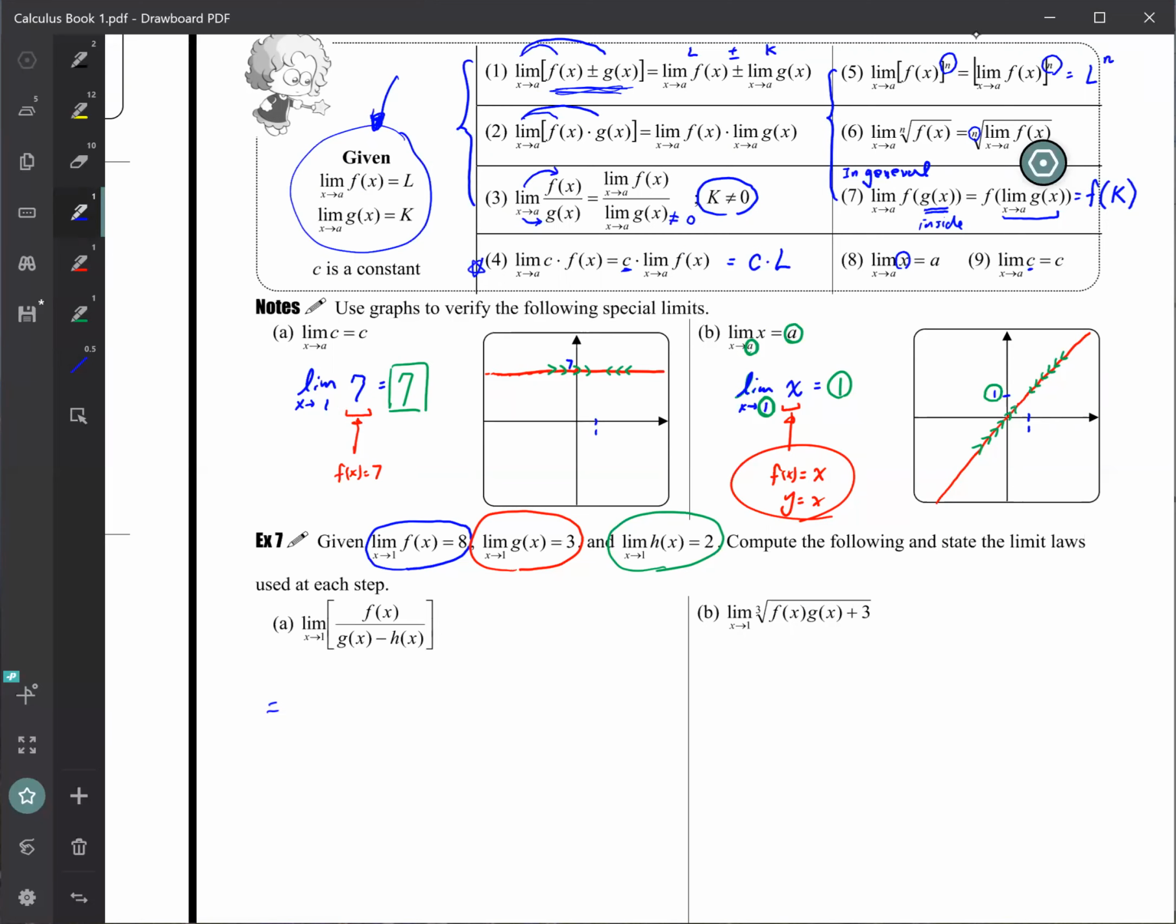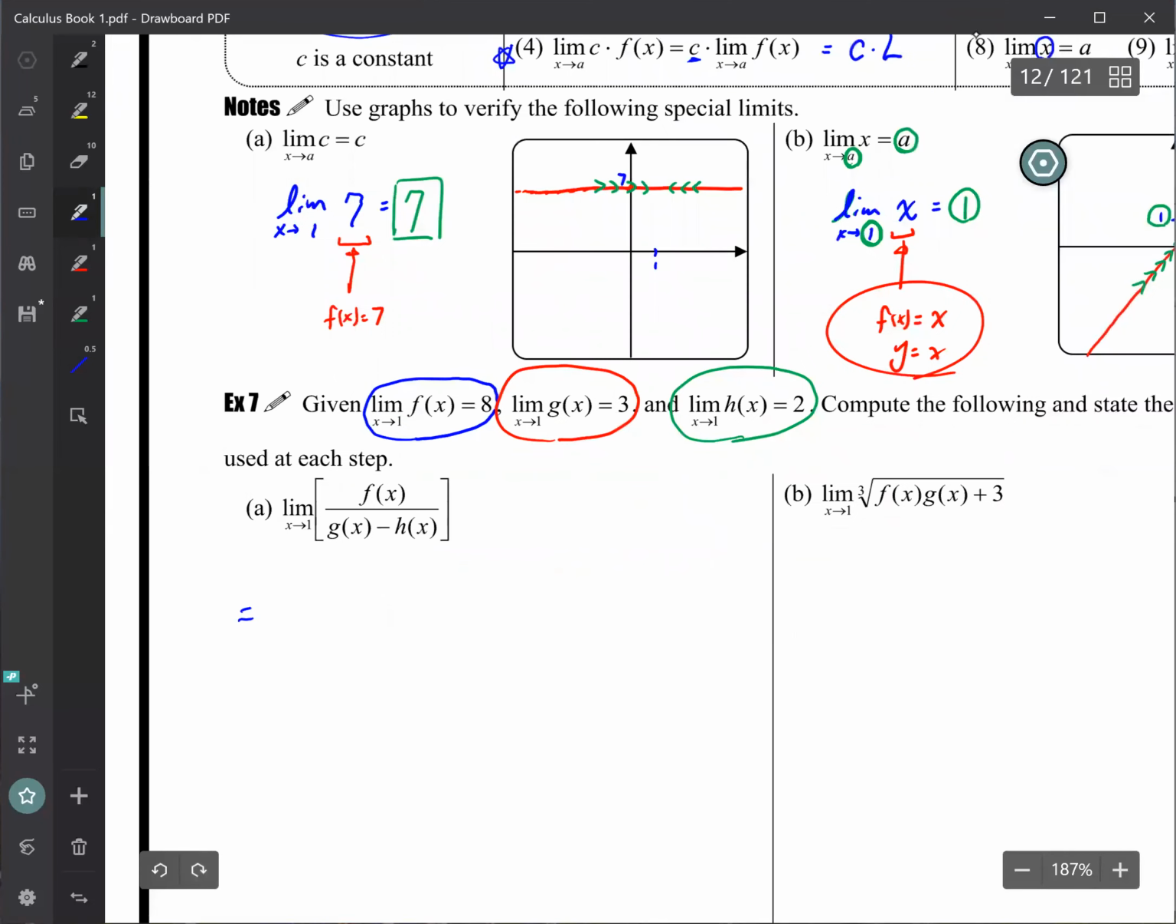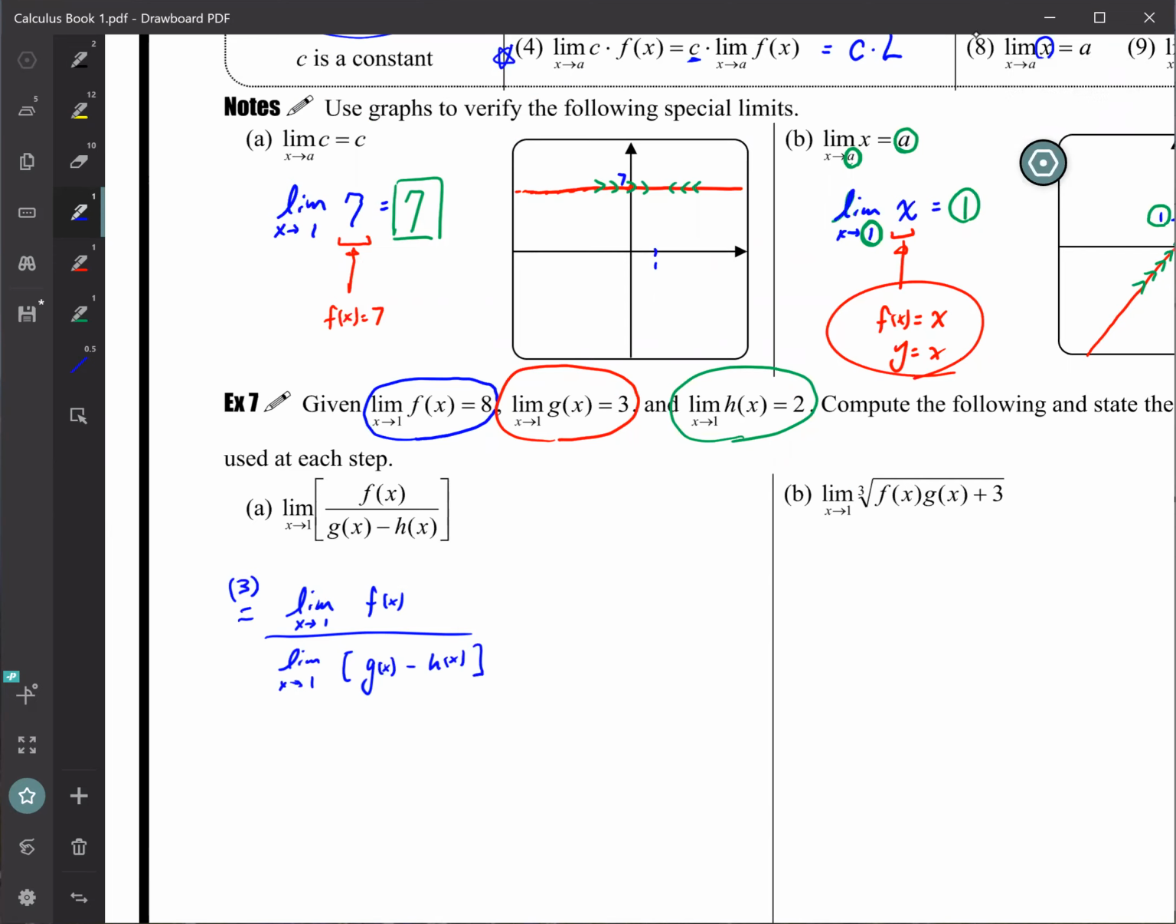Yeah, okay, so law number 3 tells us we can share the limit to the top and bottom. So to show that you are using law number 3, you write a little 3 on top of the equal. And then you just write limit of f, limit, x approaching 1, g of x minus h of x. Right, so that's using law number 3 to split the limit.